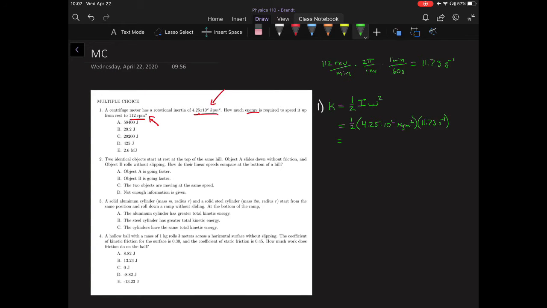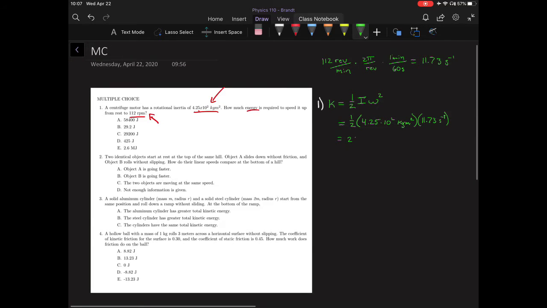And when we solve all of that, we get 29,232 joules. So C is our answer there.